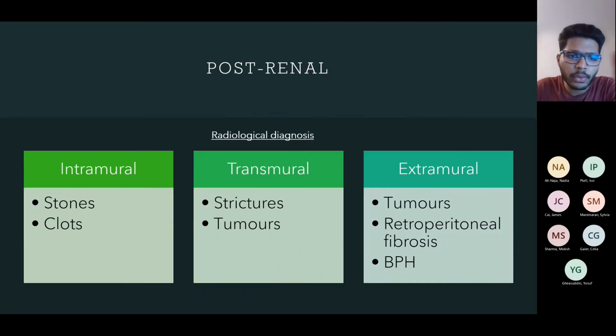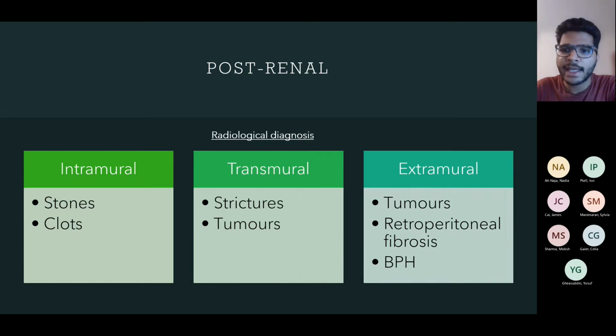And then you have your post-renal causes. So we said pre-renal is a clinical diagnosis. Intrinsic renal is a biochemical diagnosis. Post-renal is a radiological diagnosis. So this is probably the easiest diagnosis to make, because you can do a scan and say, oh yeah, this is a post-renal AKI. I'm not going to go through all of these. This is kind of for your own reference.